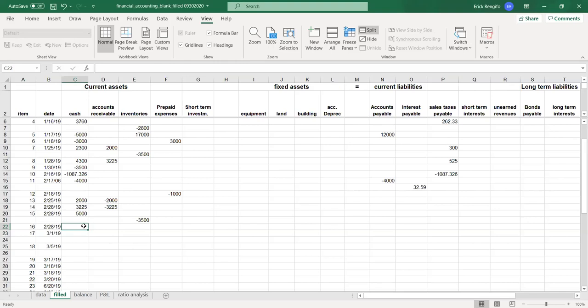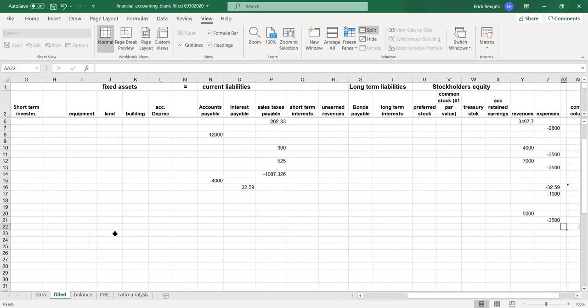Now 16, well, we pay salaries again as before, pay salaries cash, and this is an expense, a direct expense.